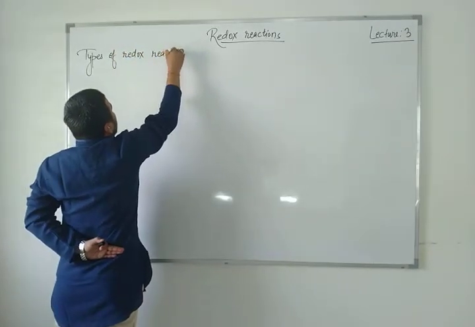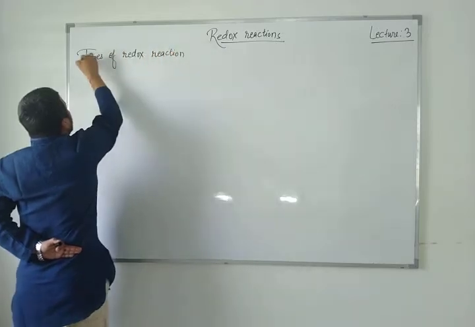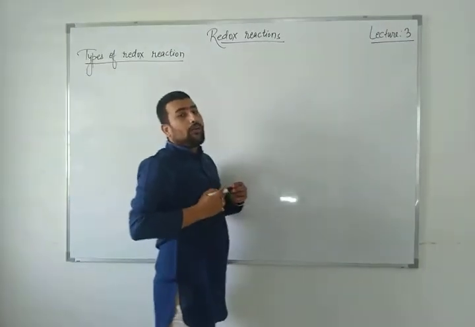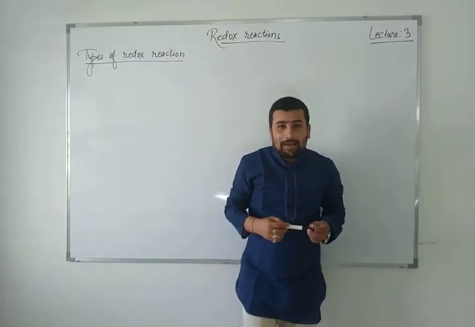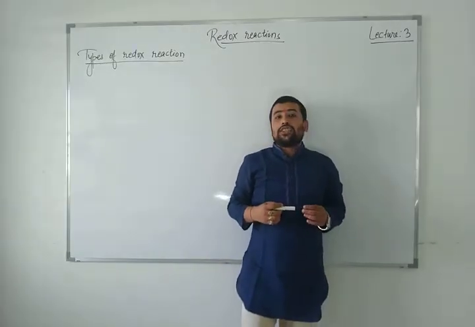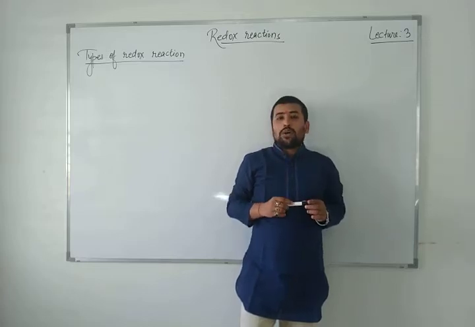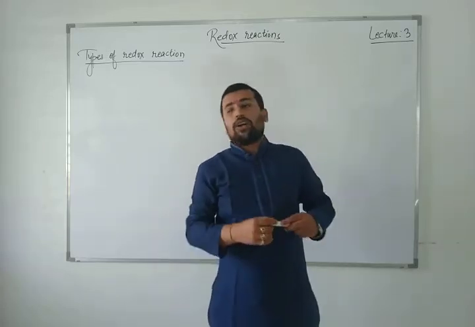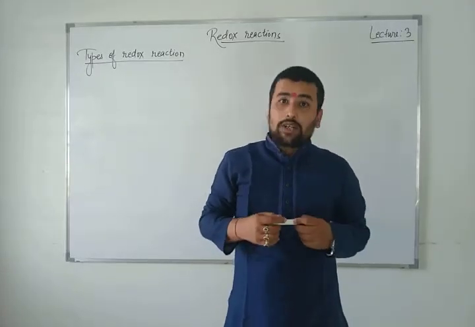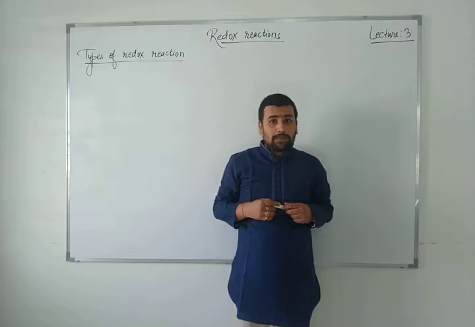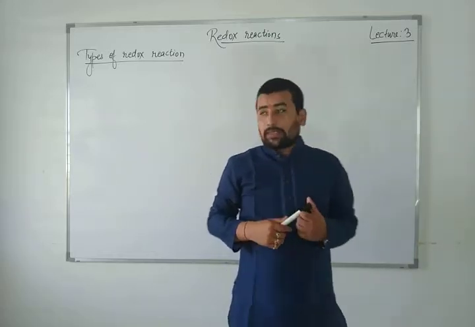Now you can ask me, sir, are there types in the redox reaction also? I hope that all of you have remembered the 10 standard chemical reaction. In that your teacher may have taught you the types of chemical reaction. First one was the composition or combination reaction. Second one was decomposition. Third one was displacement and fourth one was double displacement.